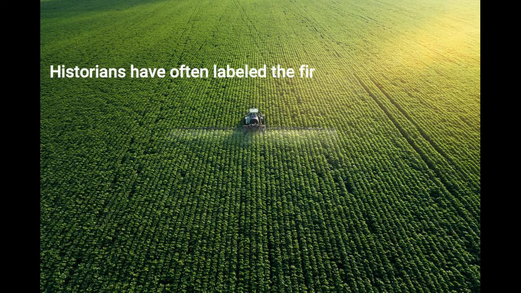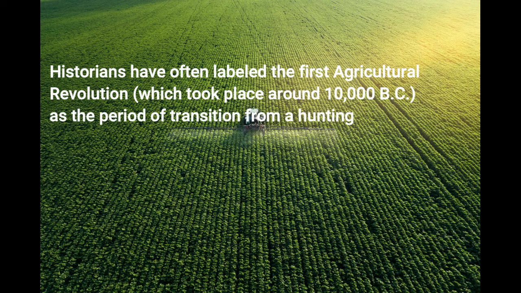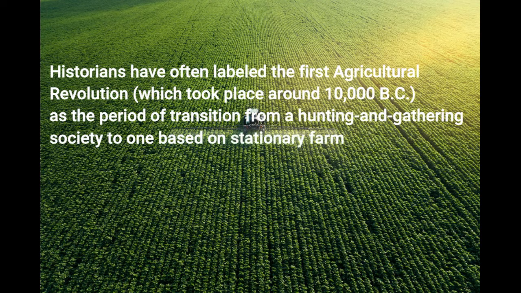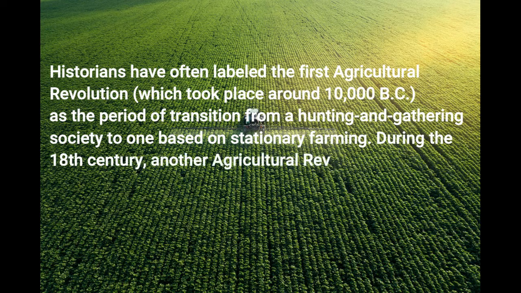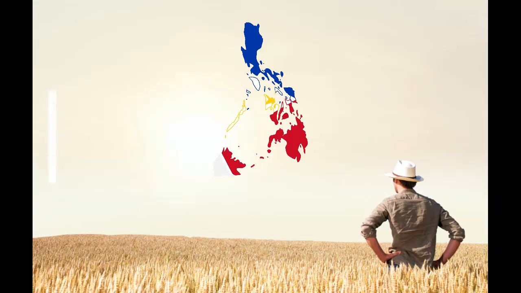Timeline of the agricultural revolution. Historians have often labeled the first agricultural revolution, which took place around 10,000 BC, as the period of transition from a hunting and gathering society to one based on stationary farming. During the 18th century, another agricultural revolution took place when European agriculture shifted from the techniques of the past.